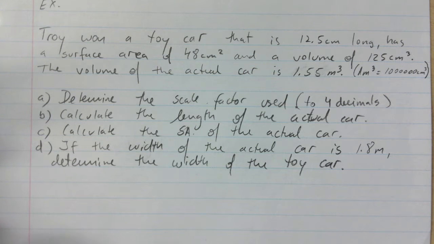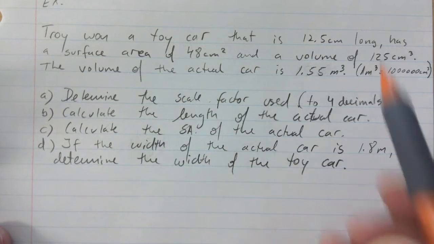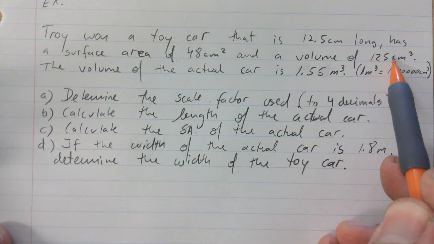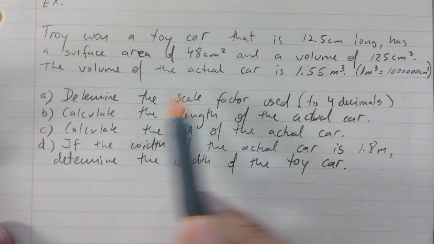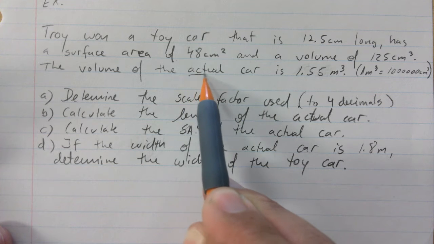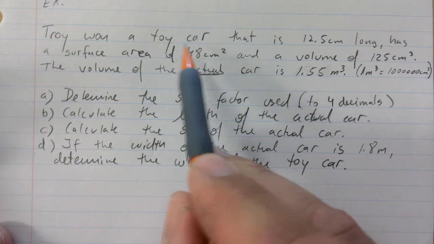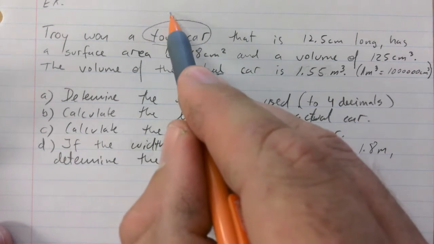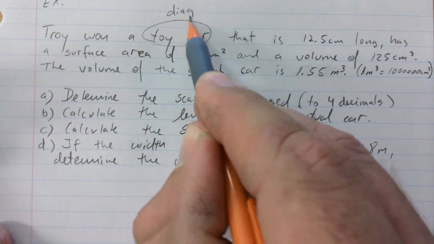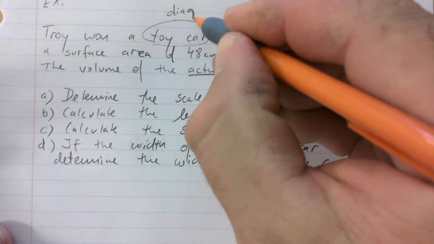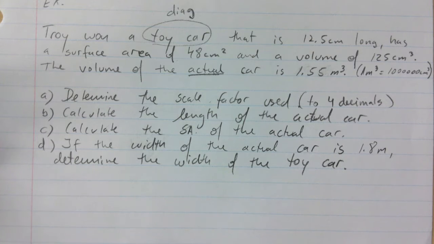Here we go. Troy won a toy car, and we're given one-dimensional, two-dimensional, and three-dimensional values. As you keep reading, you see the word actual, like the actual car. So that means the toy car is what we would consider the diagram. Would you agree with that? Sometimes you just have to read and see what makes more sense.